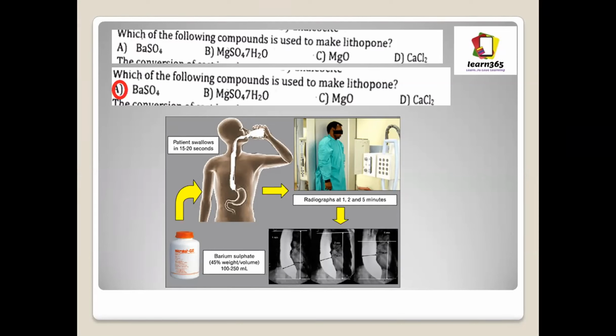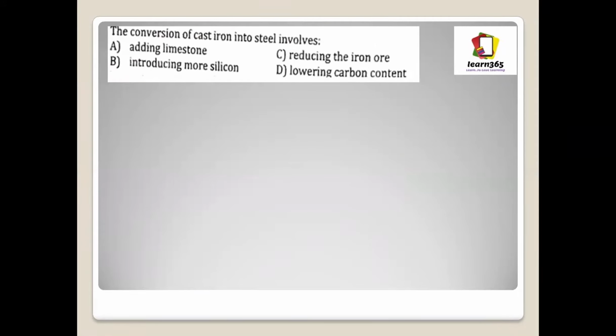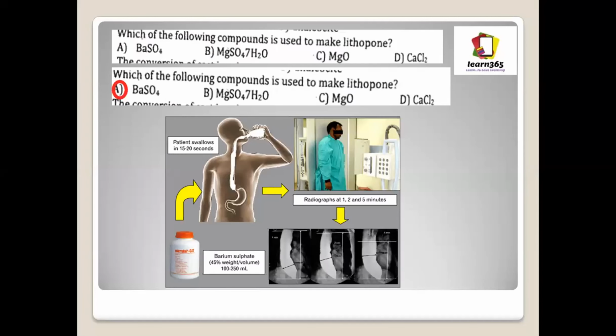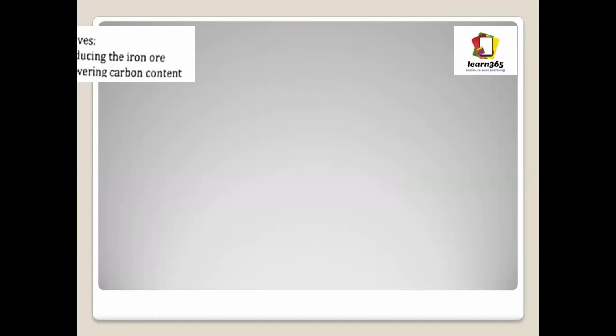What is Epsom salt? Epsom salt is magnesium sulfate 7H2O. So option B is hydrated magnesium sulfate. That's right. Hydrated magnesium sulfate is the right one. So all of you note these down immediately. Moving on to the next question.